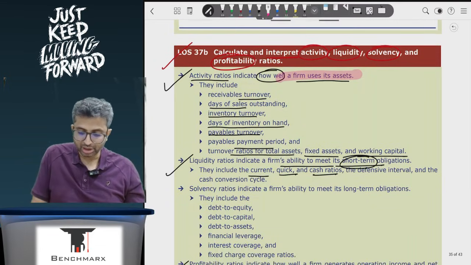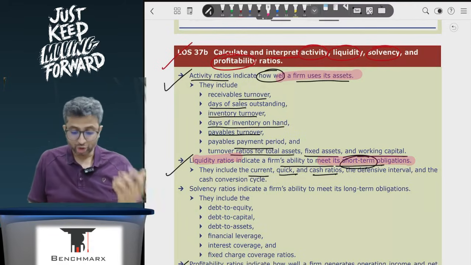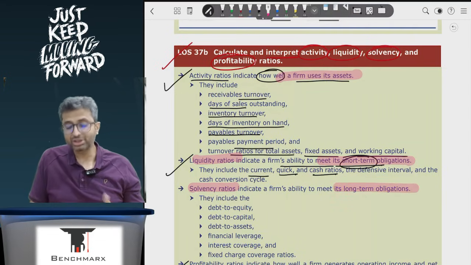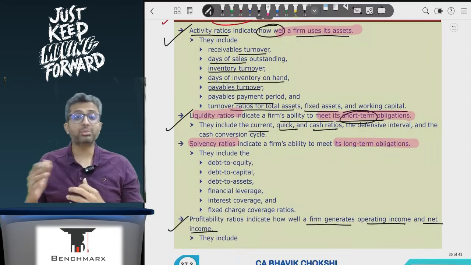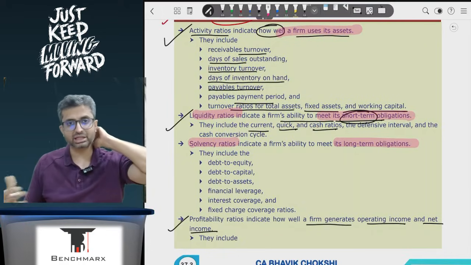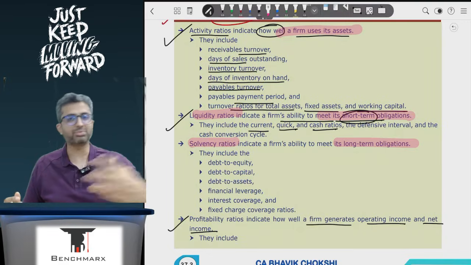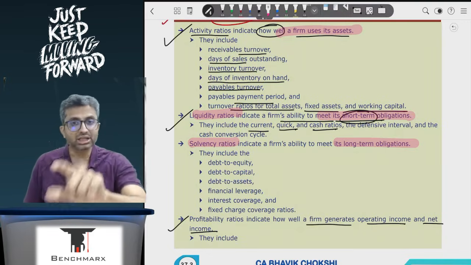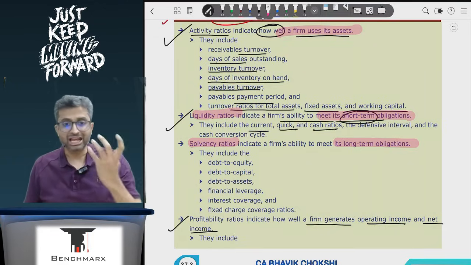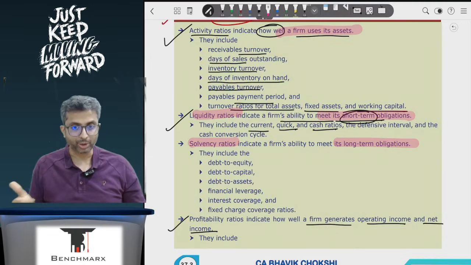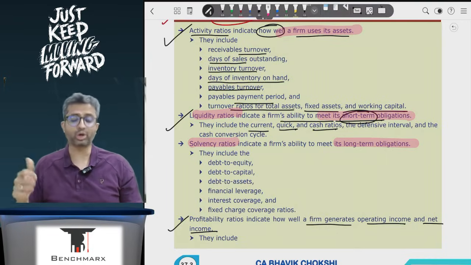So when you look at liquidity ratios, these are ratios to meet the short term obligations. Solvency ratios on the other hand are to meet the long term obligations. Then there are profitability ratios. Profitability can be viewed vis-a-vis sales, like the margin ratios, NP margin, GP margin, operating margin, or they can be viewed vis-a-vis investments, which are the most important ratios, at least from an equity analyst perspective: the return on equity, the return on capital employed, the return on assets, as the case may be.